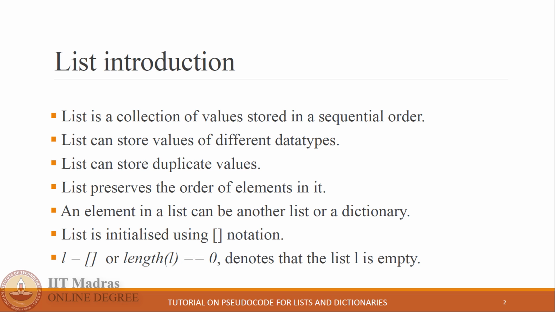This is one of the most important concepts with respect to list. An element in a list can be another list or a dictionary, which means a list can store other lists or dictionaries, generally referred as list of lists or list of dictionaries. List is initialized using opening square bracket followed by closing square bracket notation. Variable L is equal to opening square bracket followed by closing square bracket, or length of L is equal to 0 denotes that the list is empty.